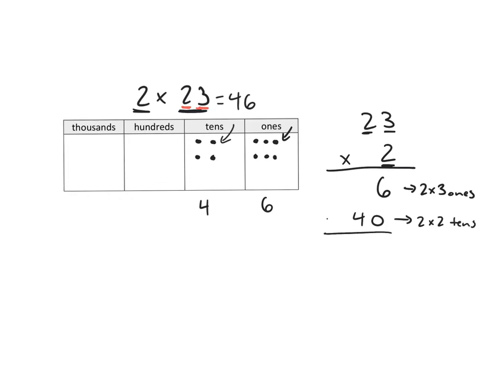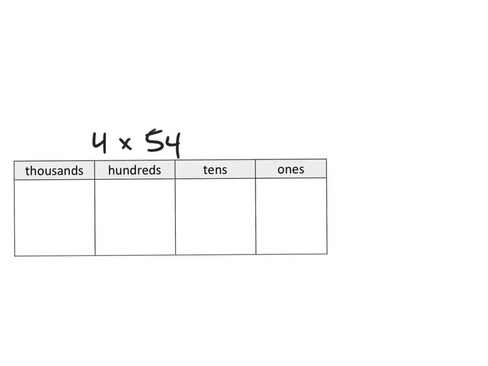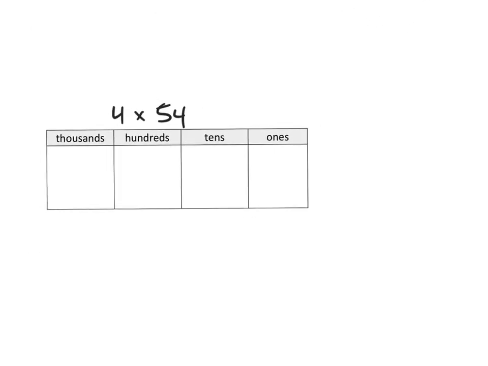And then I add up my partial products to get 6 plus 0 is 6, and then 4 plus 0 is 4, so I get 46 as my answer. So really we have two ways here, the place value chart with disks and also solving it vertically using partial products, multiplying the 2 by the 3 and then the 2 by the 2 tens to get the same answer of 46. We can use this same strategy for problems that are a little more difficult as well. So the next problem I'm going to solve here is 4 times 54.